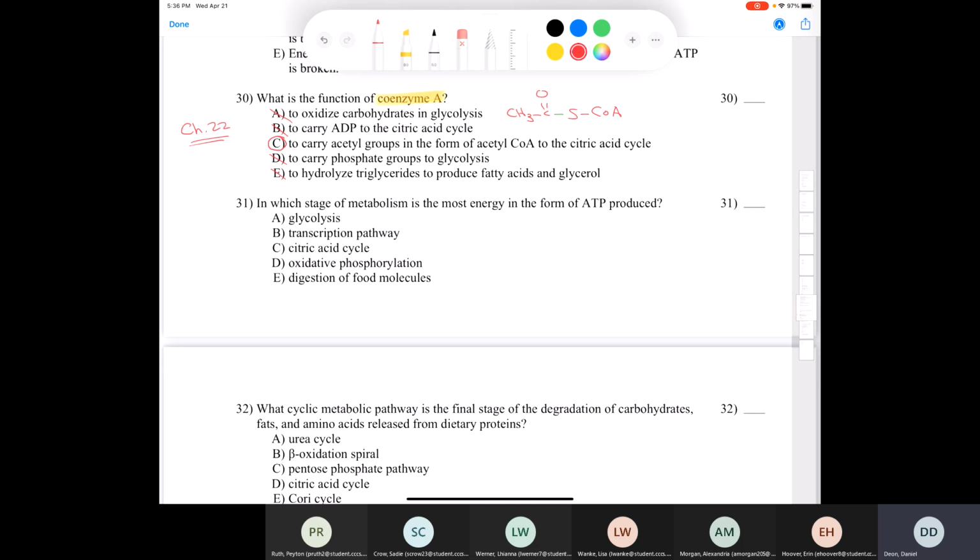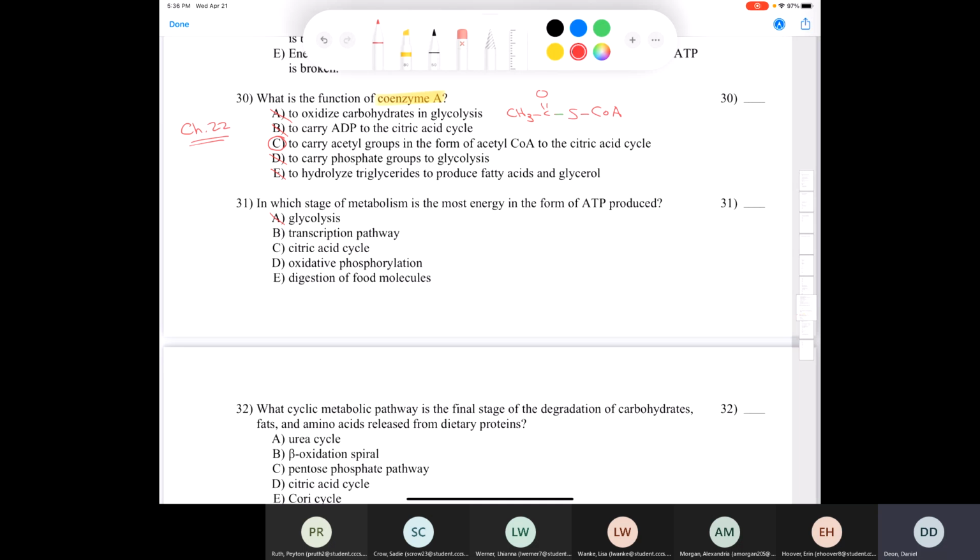All right, let's move on to question number 31. It says, in which stage of the metabolism is the most energy in the form of ATP produced? Well, it's definitely not in glycolysis. We don't make very much ATP in glycolysis, and we looked at how much ATP is produced in glycolysis. It's an ancient pathway. It is anaerobic. It does not use oxygen.